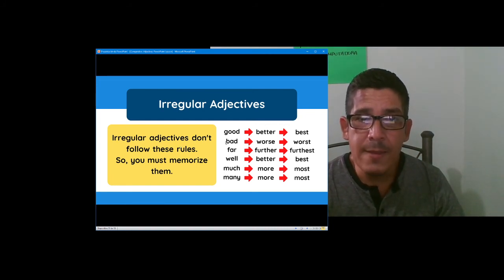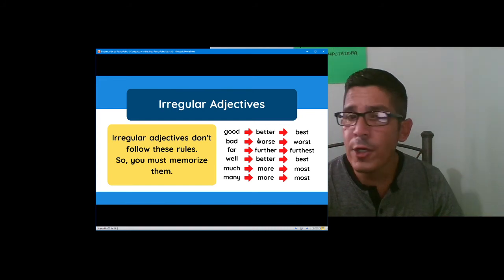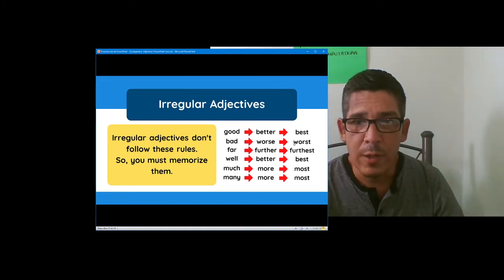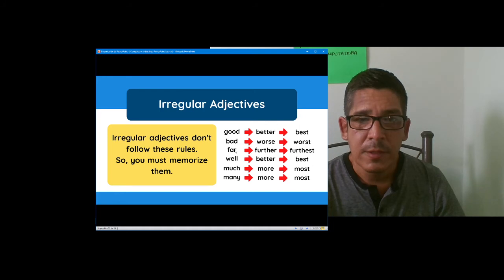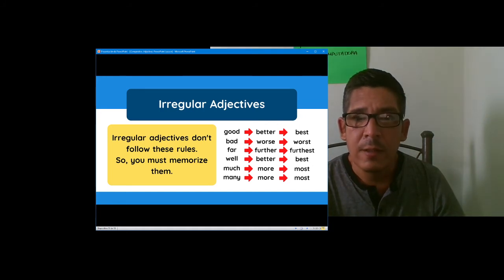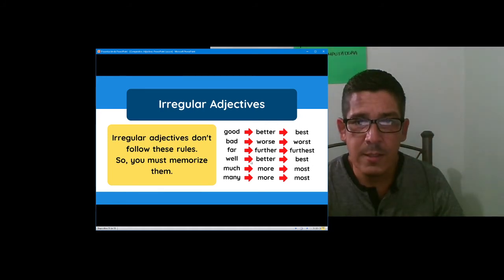So you say bad in the comparative worse and in the superlative worst. Far in the comparative further and in the superlative furthest. Well is better, best. Much, more, most. Many, more, most.